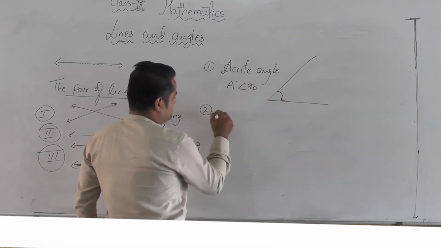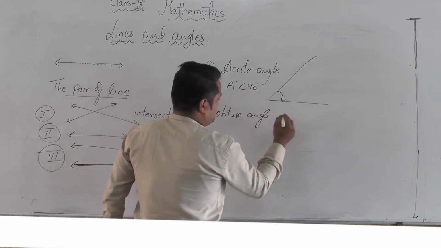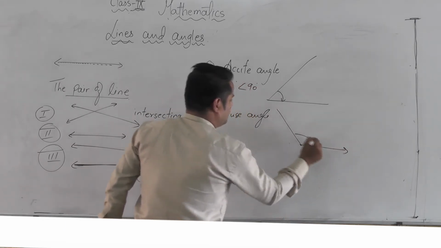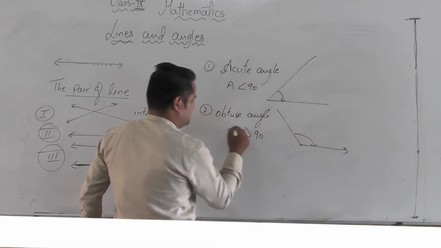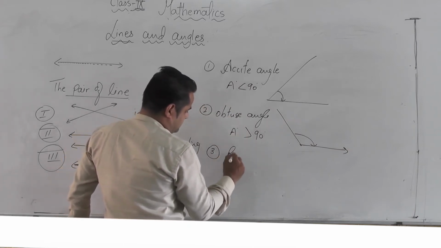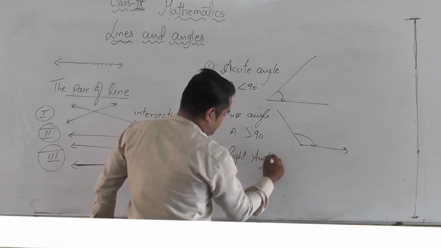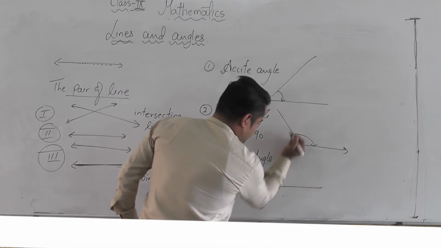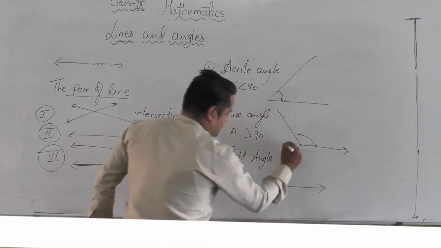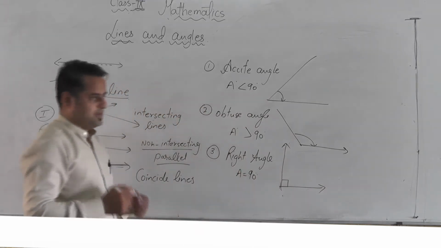The second one is obtuse angle, which is more than 90 degrees. The angle which is more than 90 degrees is called obtuse angle. The third one is right angle. Right angle has so many aspects. When a line is perpendicular to the other line, the angle between them is 90 degrees. It is called right angle. Three types of angles here.